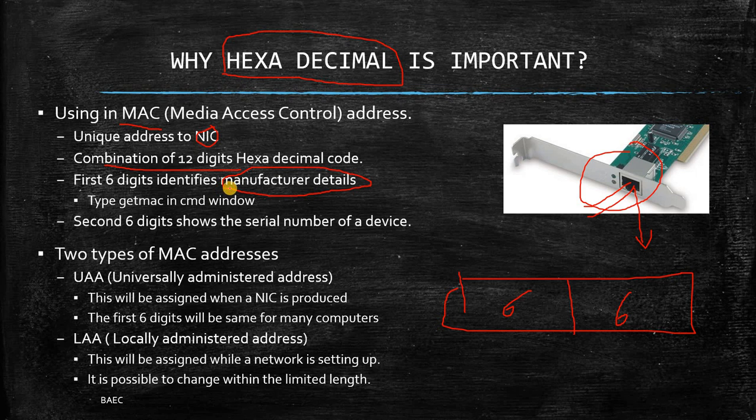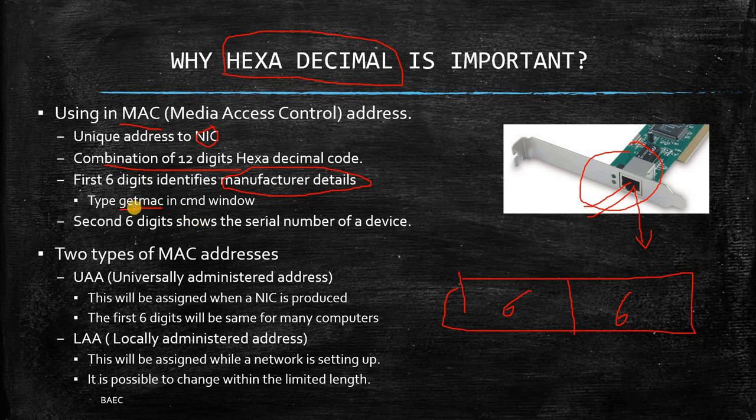You can do this. For example, open your command window and type getmac. You will see the 12 digits of hexadecimal code displayed. Take the first 6 digits and type them in Google. You can see which company produced this NIC. I repeat, the first 6 digits are used to identify the manufacturer details.